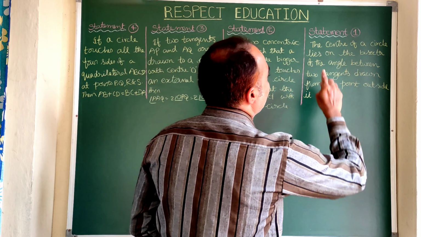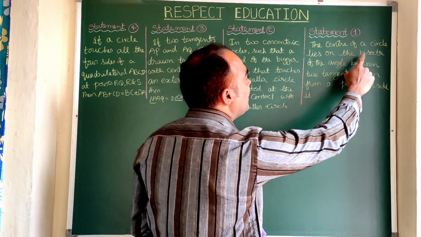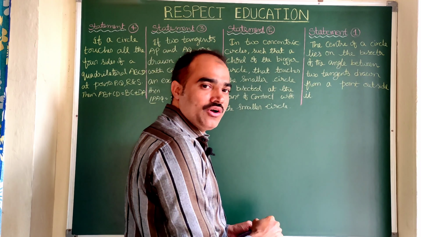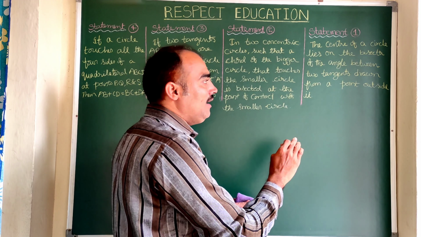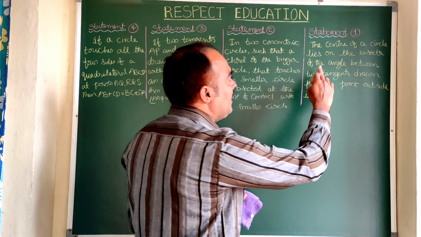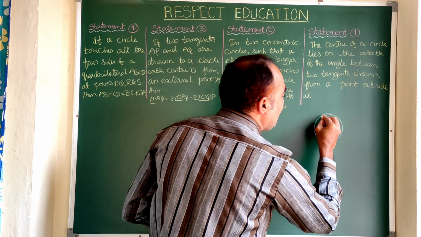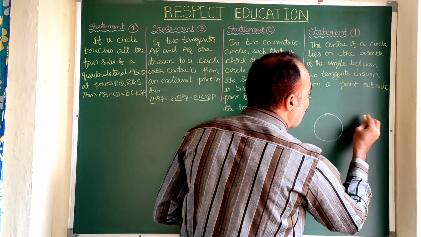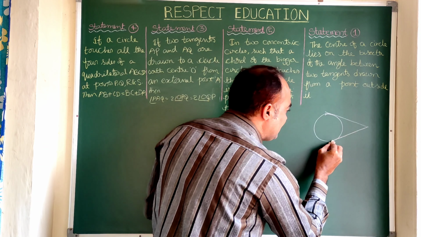Statement 1 is, the center of a circle lies on the bisector of the angle between two tangents drawn from a point outside it. So here I would like to explain you in brief. Let us consider a circle. We need to take one external point from which we are going to draw two tangents. This is tangent 1 and this is the tangent 2.